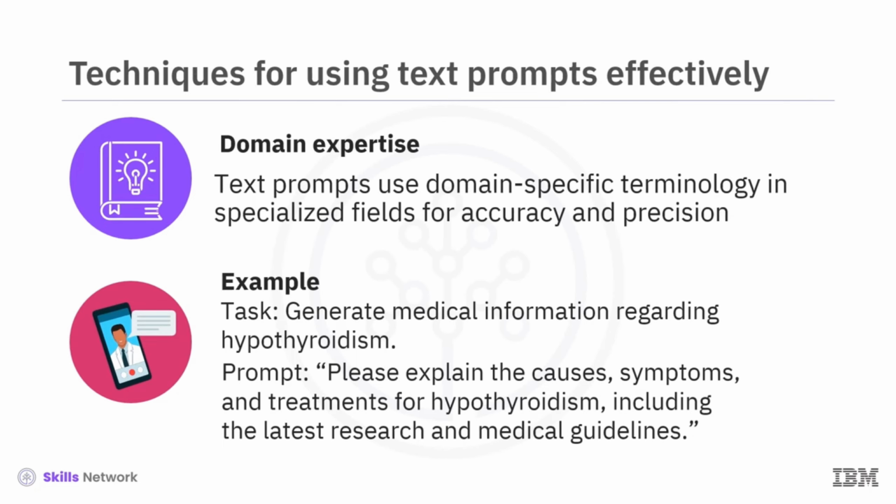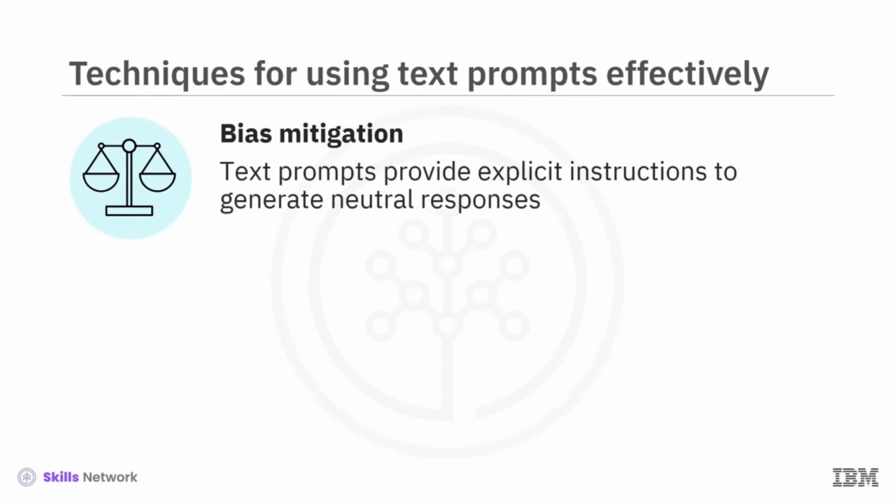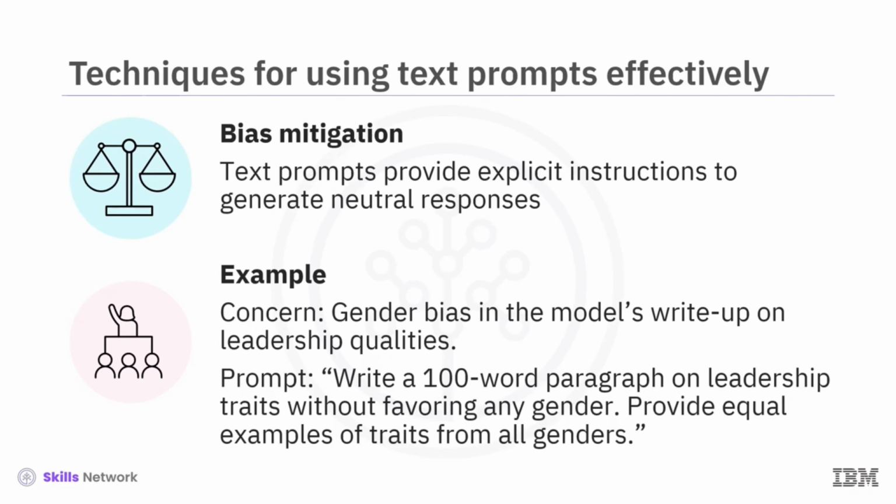Bias mitigation is a technique in which text prompts provide explicit instructions to generate neutral responses. For instance, let's assume that you are concerned about a gender bias in the model's response to a prompt for a write-up on leadership qualities. To address this, you can use a text prompt like this: "Write a 100-word paragraph on leadership traits without favoring any gender. Provide equal examples of traits from all genders."